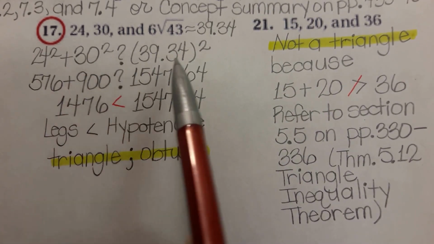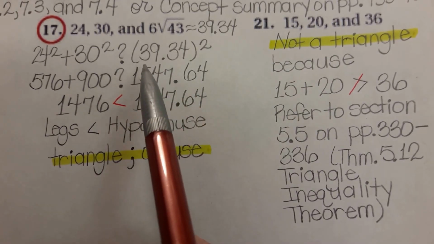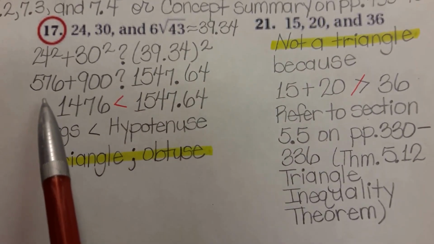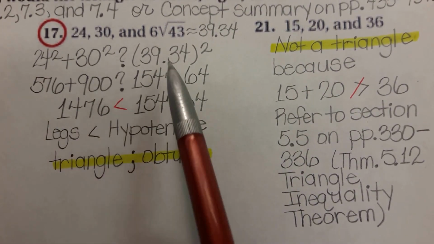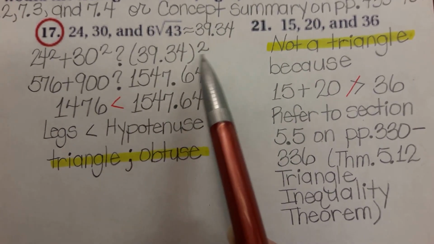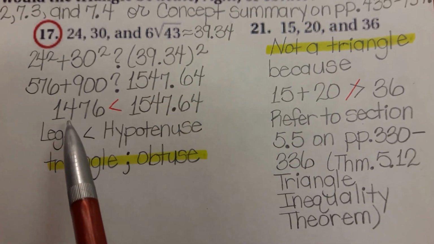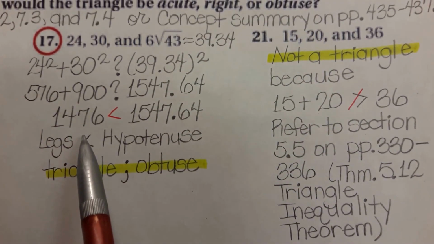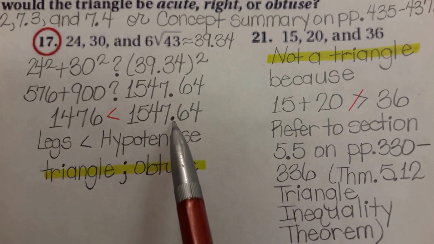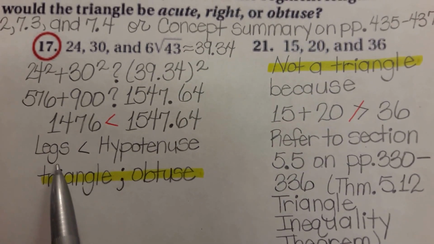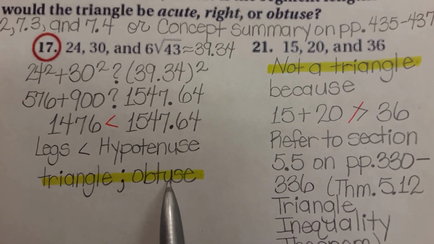24 squared plus 30 squared, I'm assuming, is maybe equal to 39.34 squared. 24 squared is 576. 30 squared is 900. 39.34 squared is 1,547.64. When I add these two terms, I get 1,476, and I know that's less than 1,547.64. Since my legs are less than my hypotenuse, then it is an obtuse triangle.